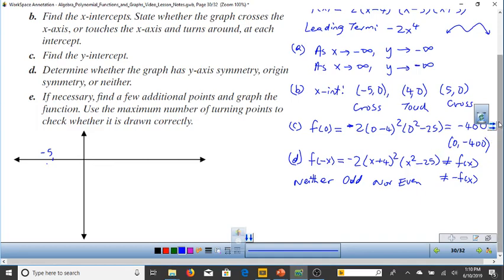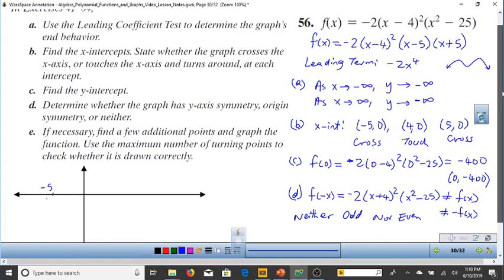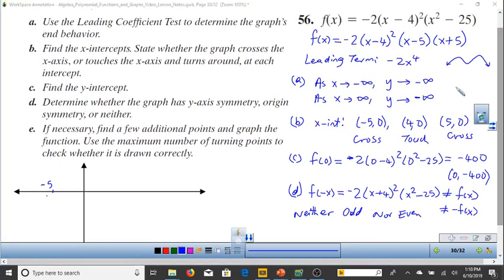Let me just check something here. I think I made an error. Okay, there we go. -4 squared times -25. Okay, so I made an error. That was supposed to be a positive 400. So my error was when I plug in 0 minus 4, that's -4 squared is 16. 16 times -25 is -200, times another -2 is 400.